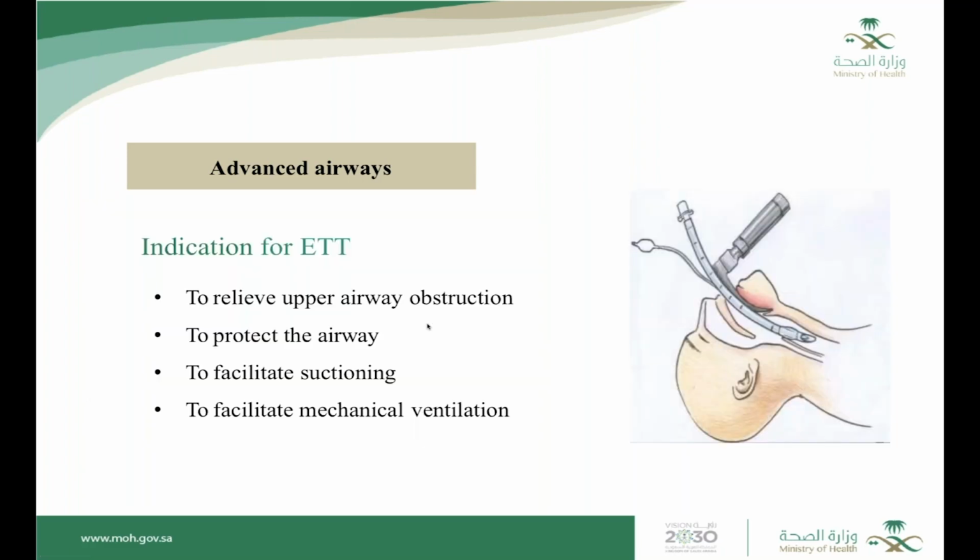The indications for the ET tube are to relieve the upper airway obstruction, protect the airway, facilitate suctioning, and facilitate mechanical ventilation. Some patients, when they come, are awake and well oriented, but maybe they will deteriorate, then they cannot really protect the airway. They don't have the ability to clear the secretions. So they need support, they need help. Then we will decide to intubate them and support them.